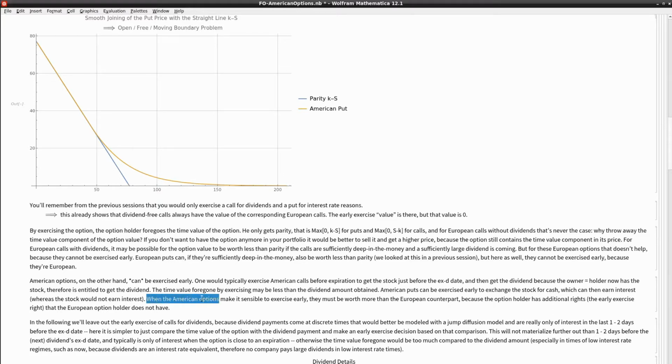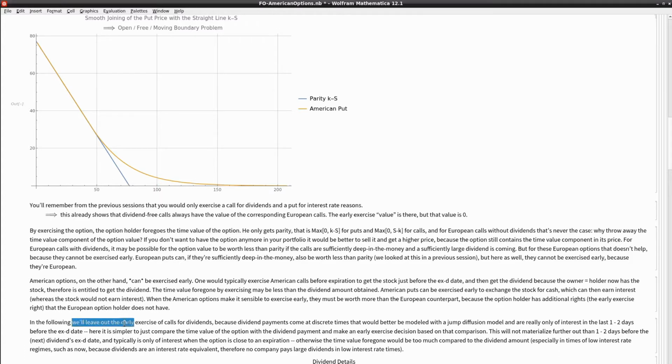So when the American options make it sensible to exercise early, then they must be worth more than the European counterpart because the option holder has additional rights, here the early exercise right, that the European option holder does not have. So in the following, I want to concentrate on the American puts.